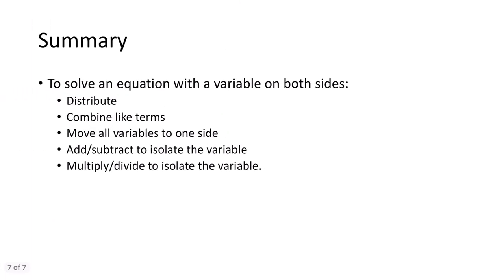So remember, to solve an equation with a variable on both sides, you can follow these steps. You can distribute, then combine like terms, move all variables to one side, then add or subtract to isolate the variable, and finally multiply or divide to isolate the variable. Remember, you may not need all of these steps, but whenever you have a situation like that, just skip a step and move on to the next one.